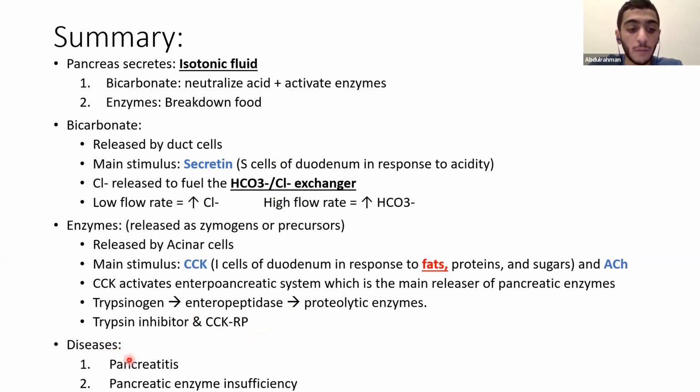And the two diseases are pancreatitis, which is inflammation of the pancreas, driven primarily by any problems in the enzymes being activated inside the pancreas, or pancreatic enzyme insufficiency, in which the pancreas is not releasing enough enzymes, and therefore we need to give the patient enzymes from outside to help him digest and absorb the food.